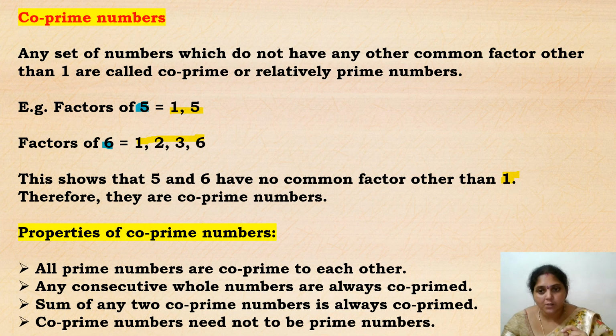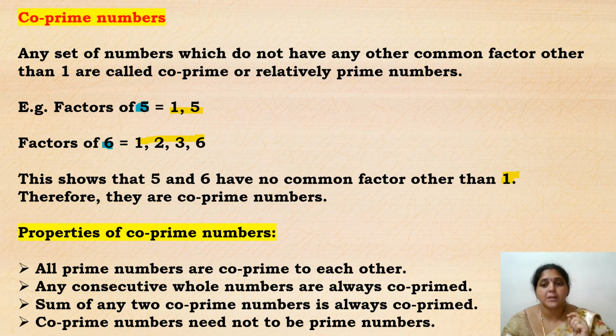Coprime numbers means what? The factors of two numbers have a common factor of only 1. Those type of numbers are known as coprime numbers. Now we will see the properties of coprime numbers.